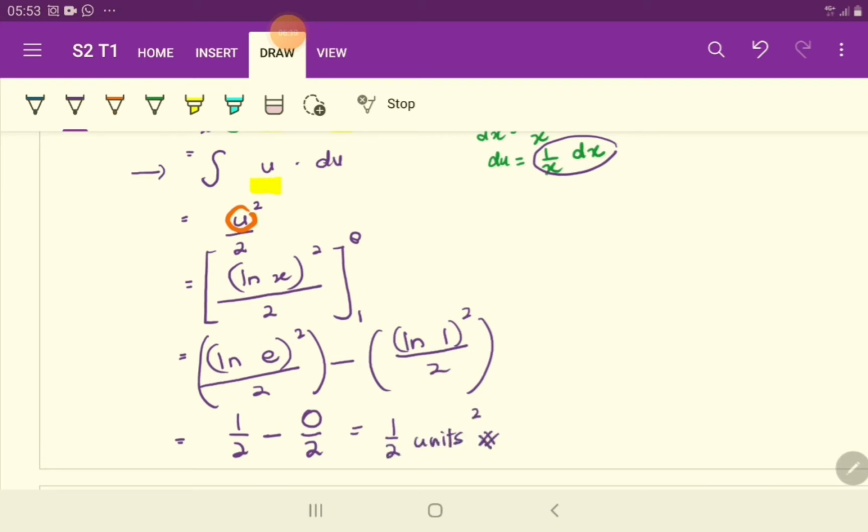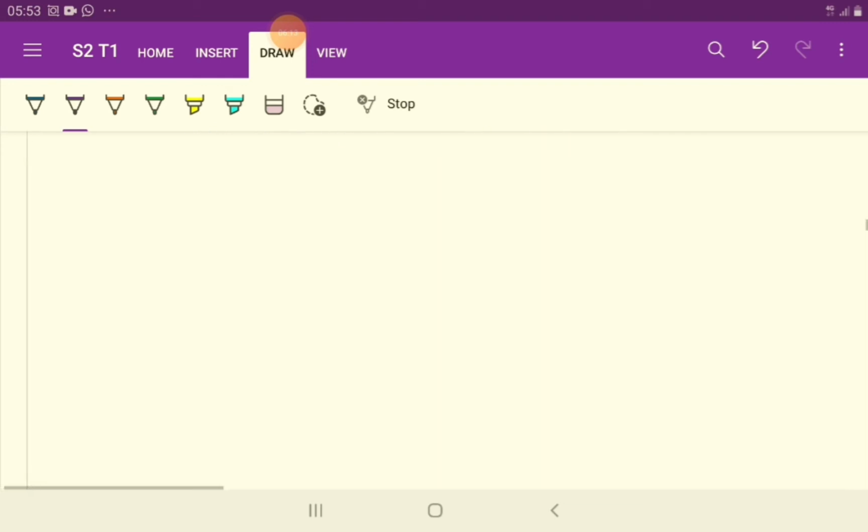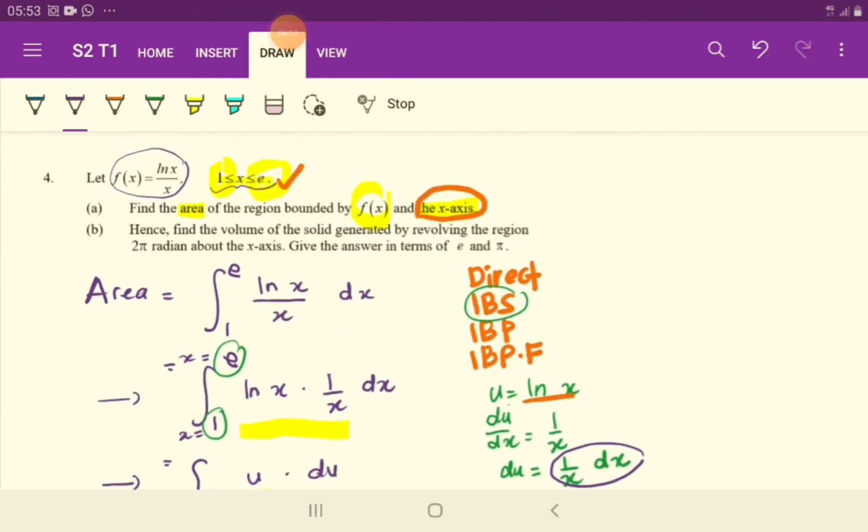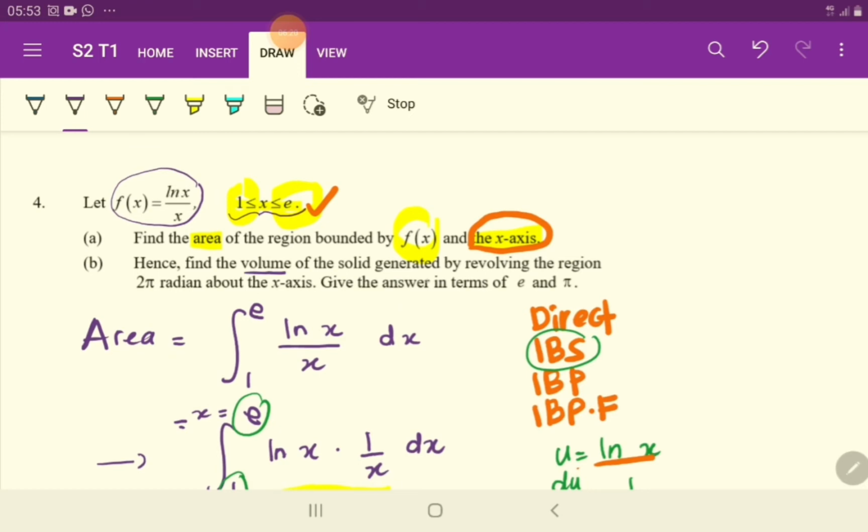Okay, so this is for part A of the question, and then for part B, hence find the volume of the solid generated by revolving the region 2 pi radian about the x-axis. Give your answer in terms of e and pi. Okay, so we need to find the volume.